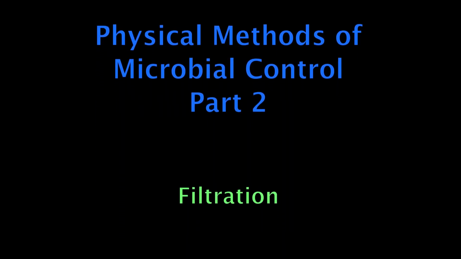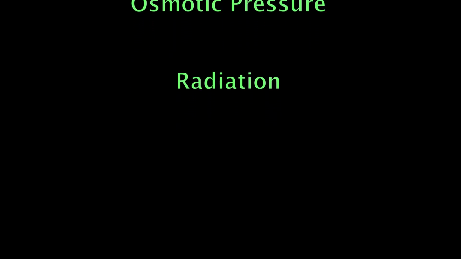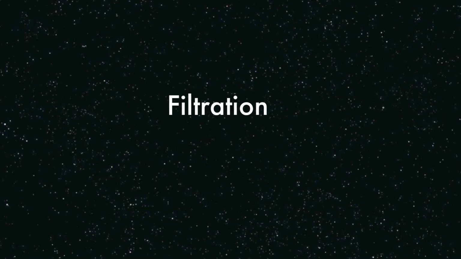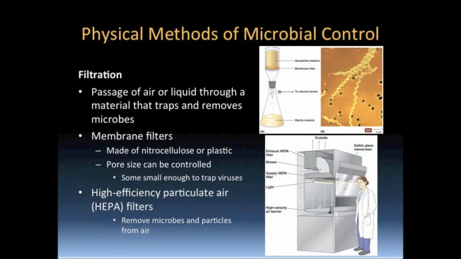In this video, we will continue our discussion of physical methods of microbial control with our focus on filtration, osmotic pressure, and radiation. Filtration is a technique that removes microbes rather than killing or inhibiting them. Filters may be used to remove microbes from liquid or air.